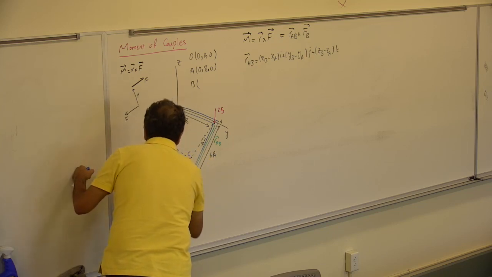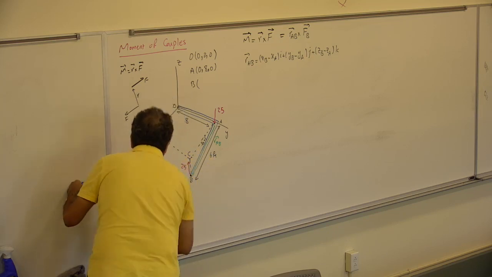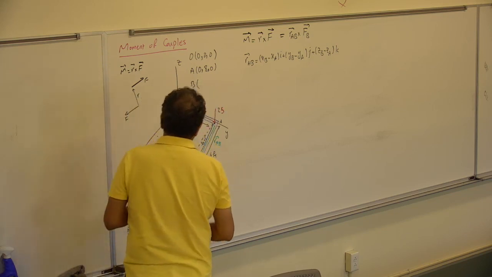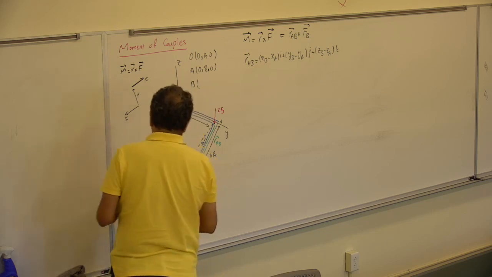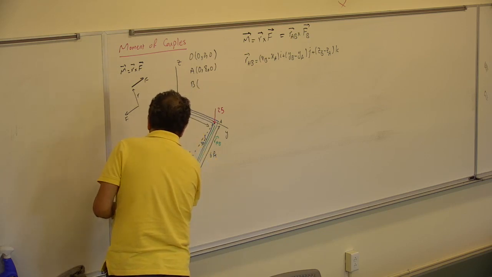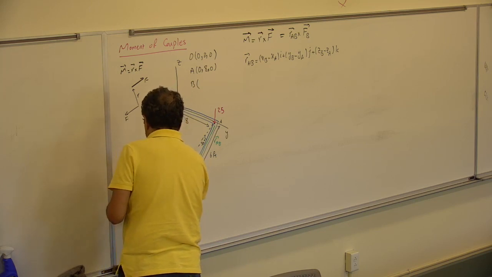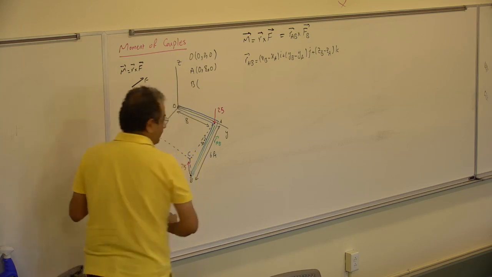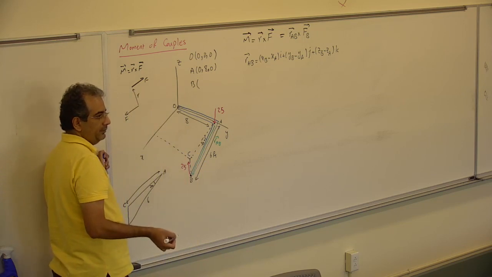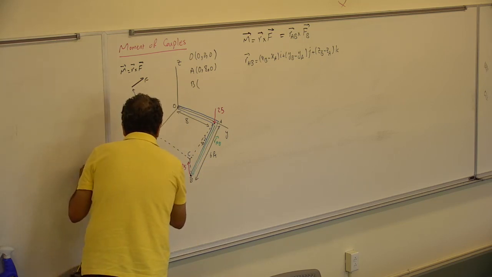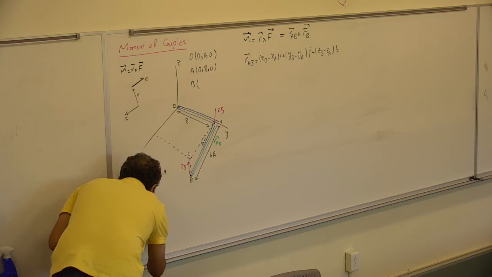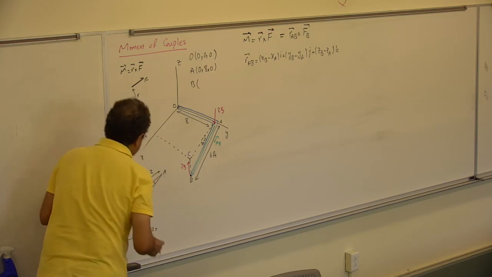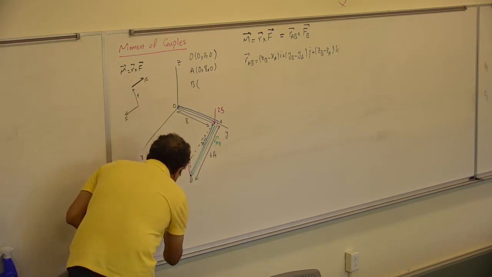this is the A, this is the B, and this is the C, and I know that this is 6, this is 6, and this is 30. So how much would be this one? 6 cosine 30. 5.2. 6 cosine 30 is 5.2. And this one is 6 sine 30. It's 3.